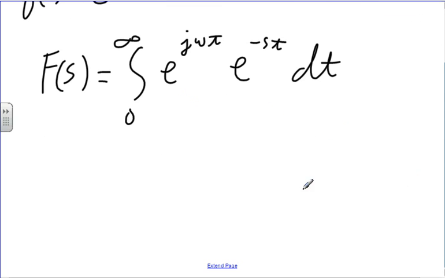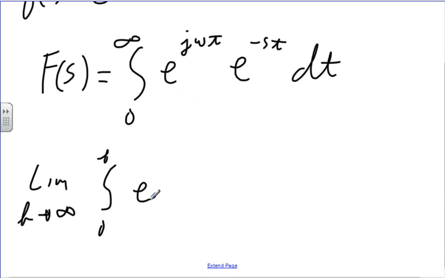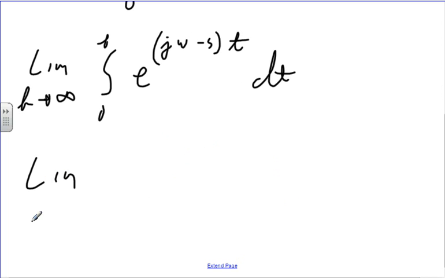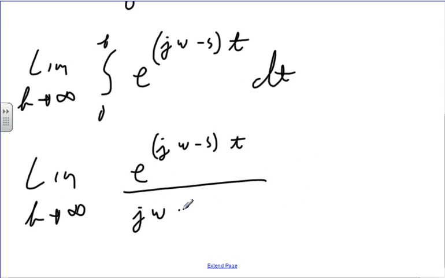All right, so that's what I got. Limit, and I got plenty of room, right? Because I'm not going to run out of room. Limit as b goes to infinity of the integral from 0 to b of e to the (j omega minus s) t dt. All right, limit as b goes to infinity of e to the (j omega minus s) t divided by (j omega minus s), evaluated at 0 and b.